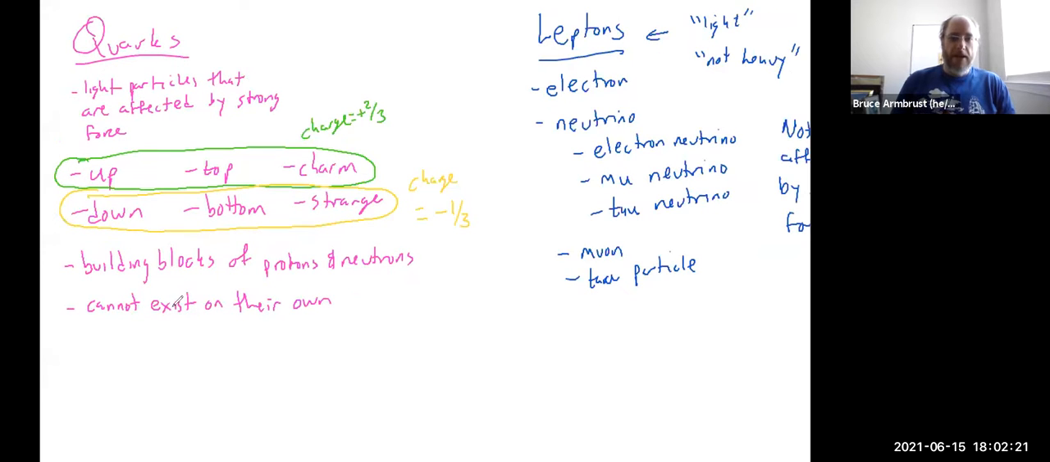All right, so here's how this works. A proton, this is formed by 2 ups and 1 down. So if you take 2 up quarks and 1 down quark, you put them together, you get a proton.